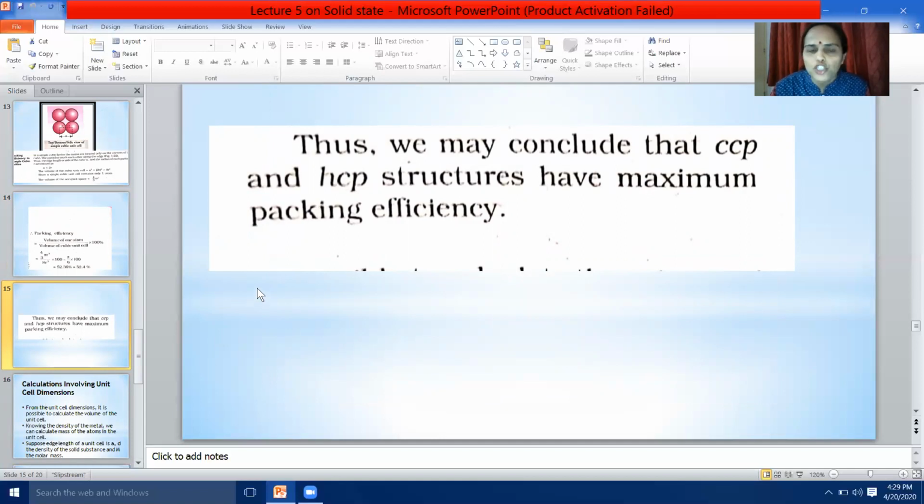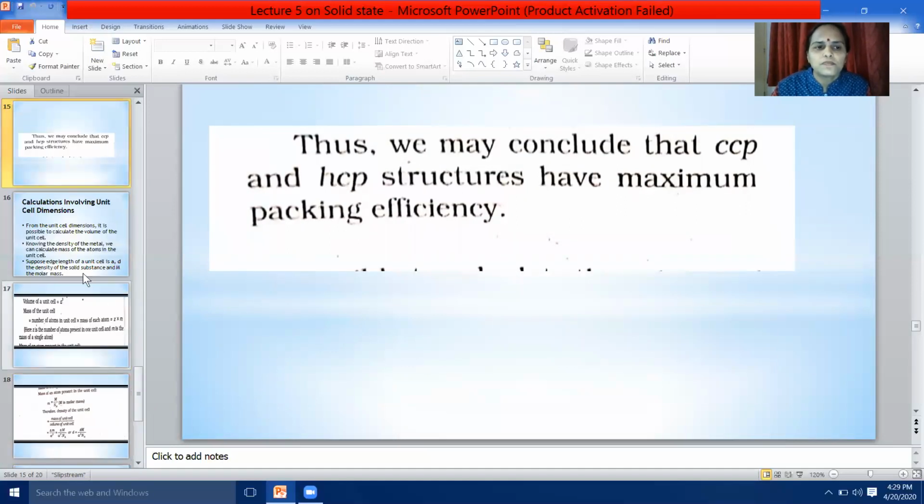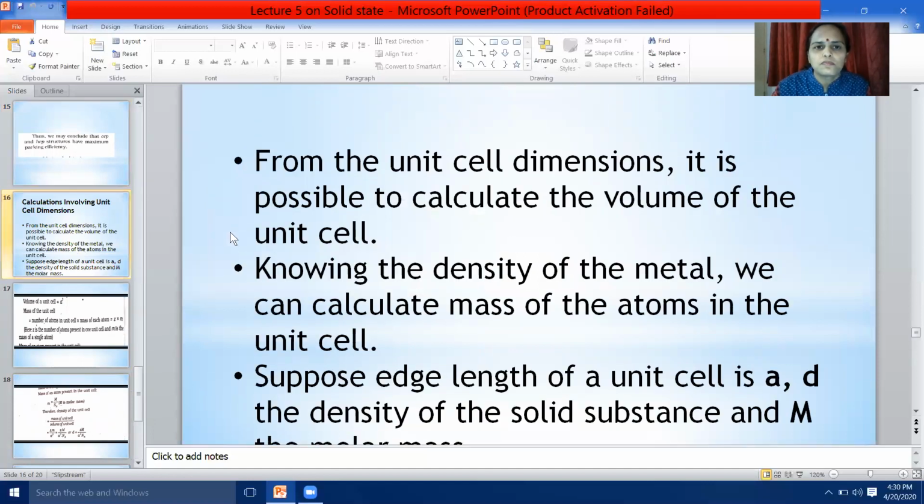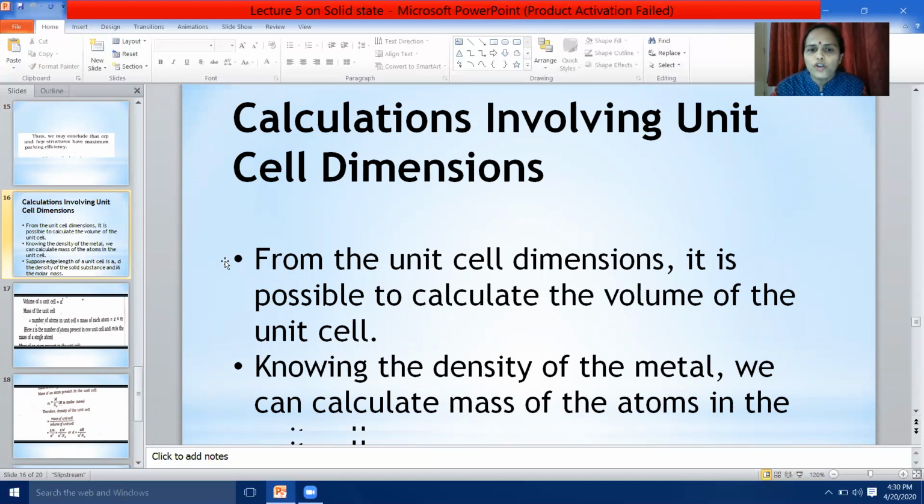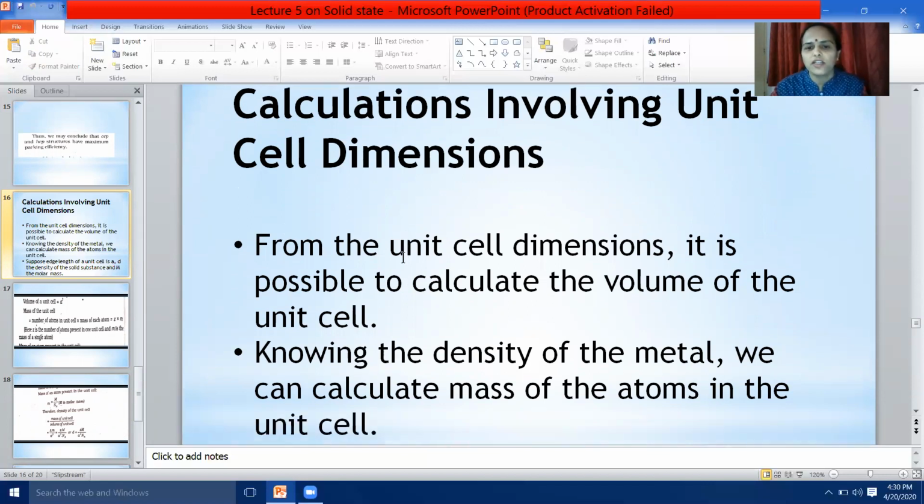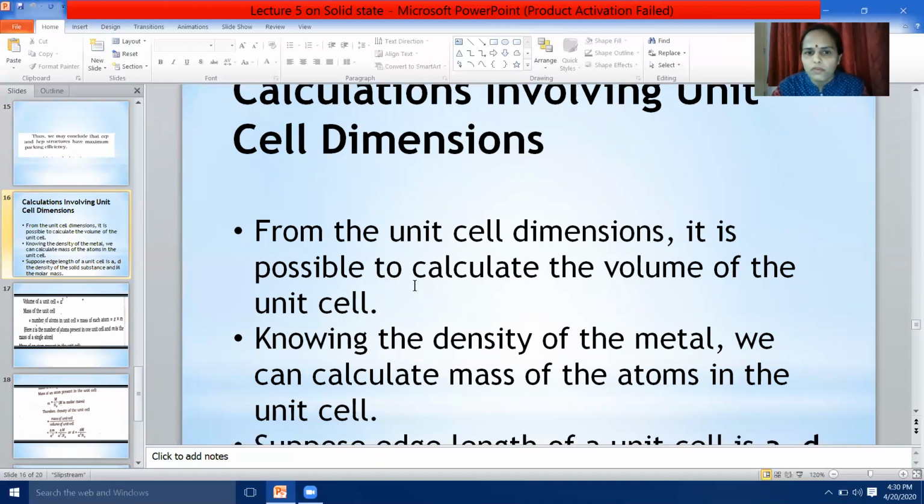Let us come to the next part of the calculations, that is calculations involving unit cell dimensions. Here, from the unit cell dimensions, we can calculate the volume of the unit cell. Also, knowing the density of the metal, we can calculate the mass of the atoms in the unit cell. That is small m you can calculate. What is the mass of the atom in the unit cell? You can calculate by knowing the density of the metal.